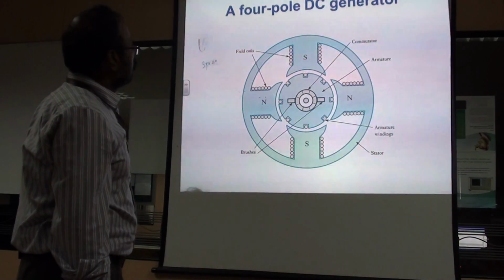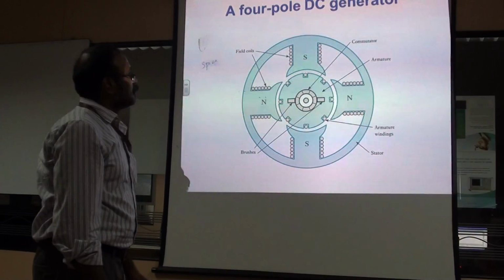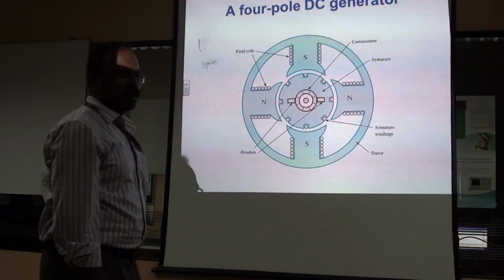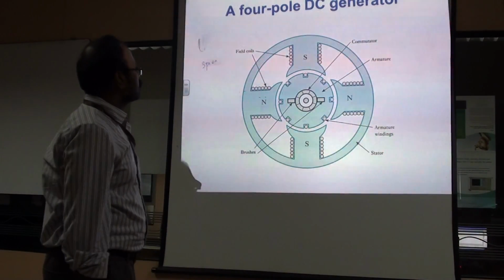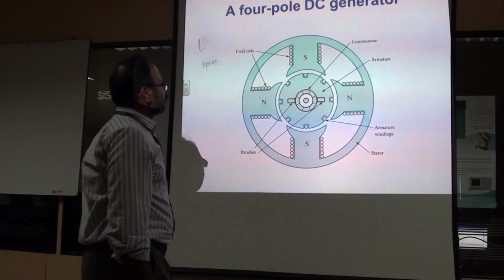Usually the material used to prepare the poles is silicon steel, because it has very low reluctance and high permeability. Reluctance is nothing but the opposition to the flow of flux. So that is less in the case of silicon steel.